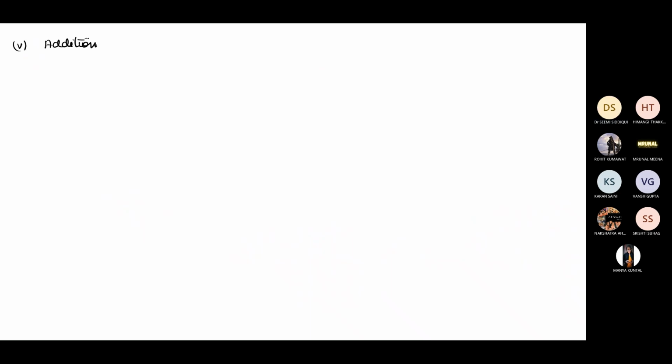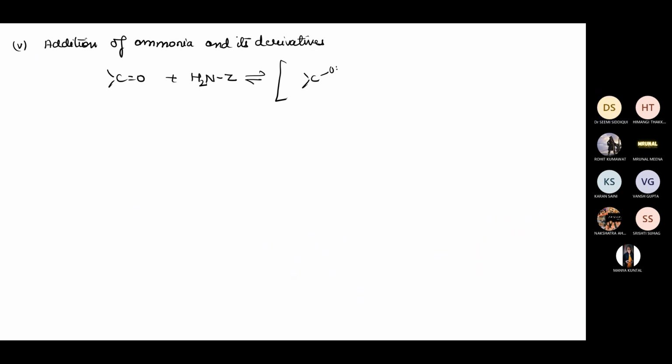addition of ammonia and its derivatives. Now look over here, when we are having the aldehydes or ketones, it is going to react with the ammonia. So first of all, the intermediate is going to form. Then on hydrolysis, this intermediate is going to change into this. Clear?